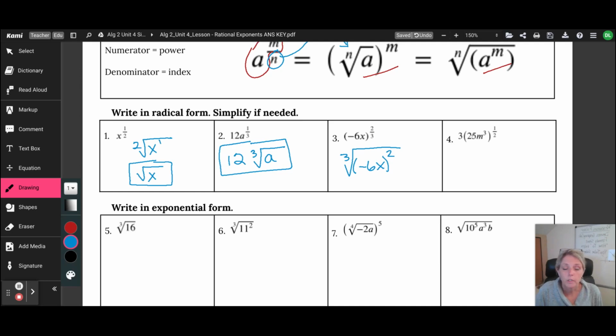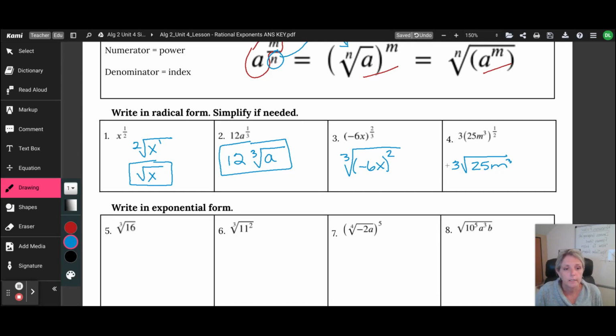For number 4, we have a combination of 2 and 3. So notice the 3 is outside the parentheses that come just prior to the exponent. So the 3 is going to stay the same. Everything inside the parentheses is going to get this square root. So 25m to the third. And now we have to simplify.